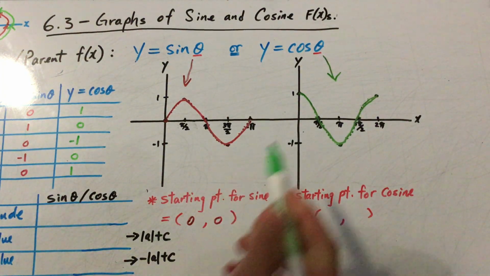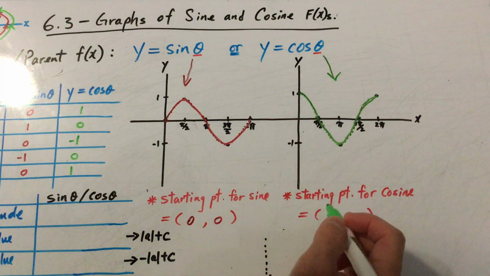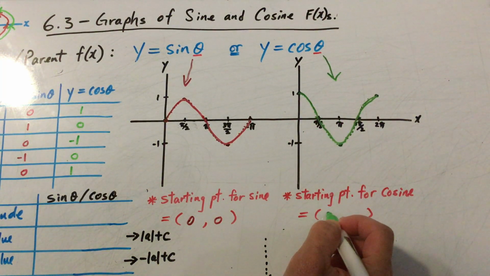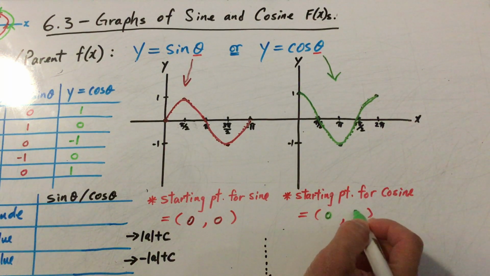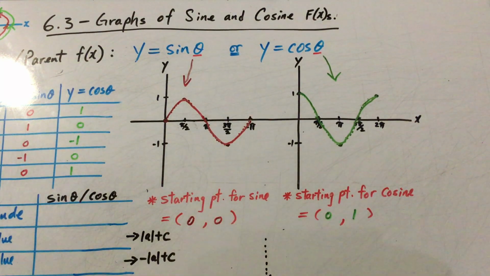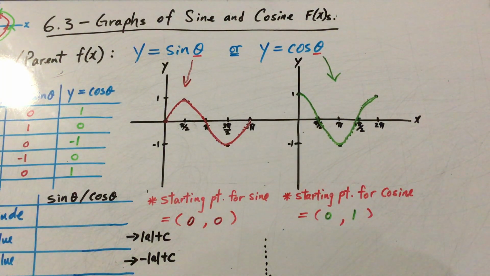Okay, and the starting point for the cosine is at 0, and then at 1. So this will be the curve or the parent function of the cosine.